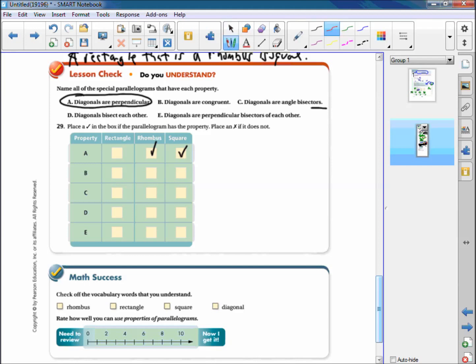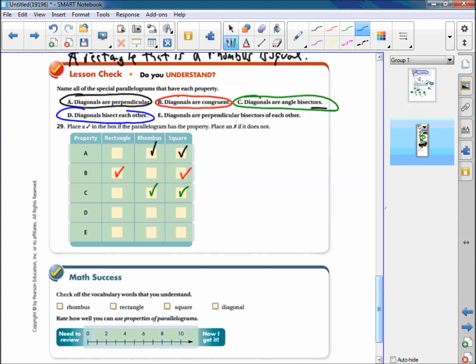Property 2, or B here, diagonals are congruent. Diagonals are going to be congruent only if we have right angles in the corners. So rectangle and a square only. For a rhombus that doesn't have right angles, that's not going to work for us. Next, the diagonals are angle bisectors, so the diagonals bisect the angles. Well, that doesn't work for a rectangle. That only works if all the sides are the same. So we're going to do rhombus and a square here.